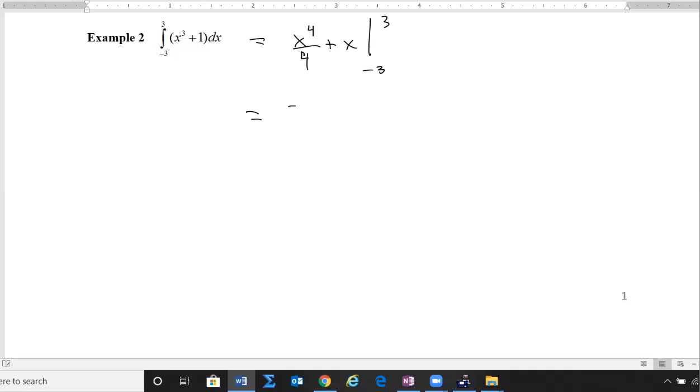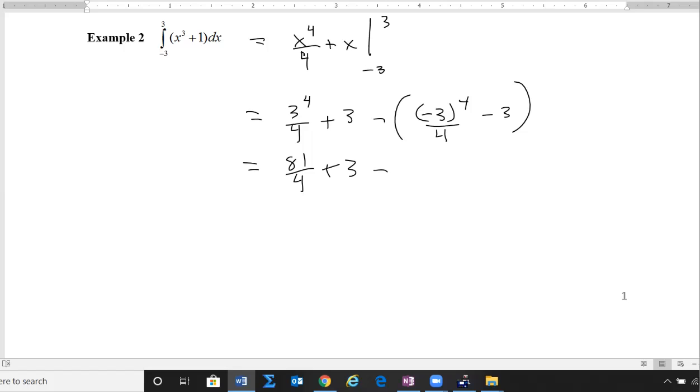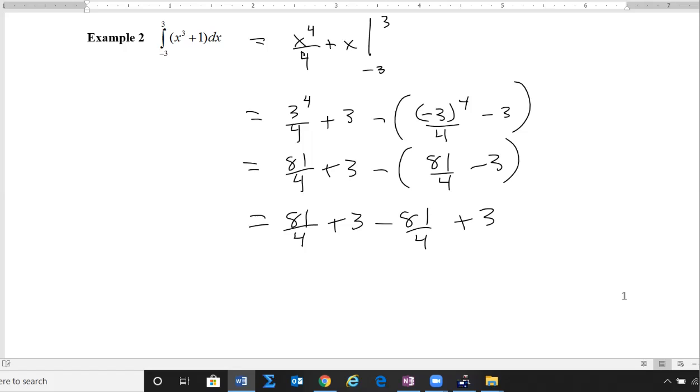So that means we have 3 to the fourth over 4 plus a 3 minus (-3) to the fourth over 4, and that had to be a -3 there. So that's 81 over 4 plus 3 minus, this would be 81 over 4 minus 3. So that's 81 over 4 plus 3, and then minus 81 over 4 and plus 3. So it looks like we're just going to get a 6 out of that.